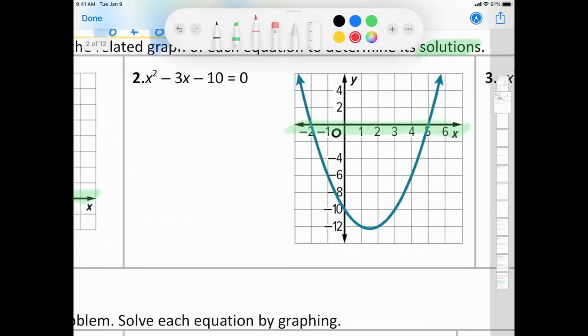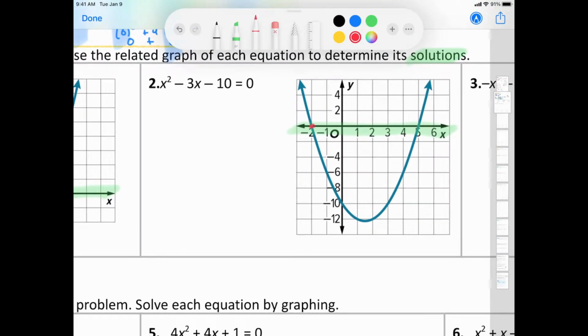Okay, question number 2, where does it cross? So kind of easy, they're giving us the graph. Then we have our solutions at x equals -2 and x equals 5. Now some people will write -2, 5, and I don't like that because students think that is an ordered pair, but it's not an ordered pair. The ordered pair would be negative 2 comma 0, and 5 comma 0.